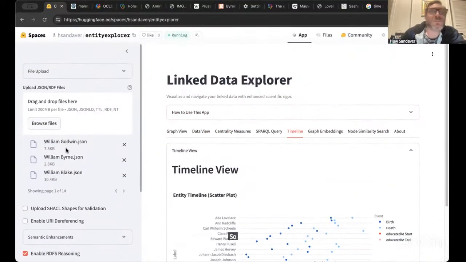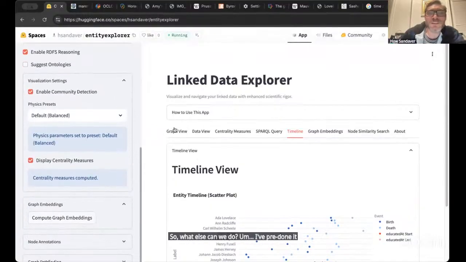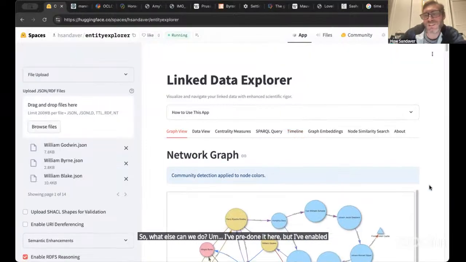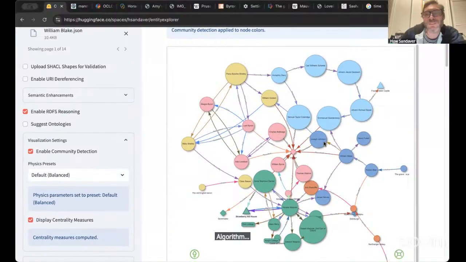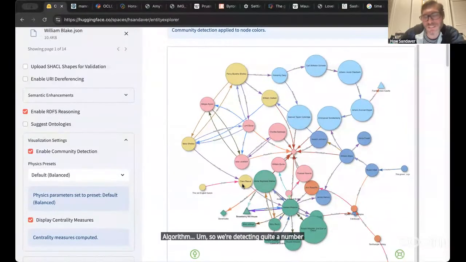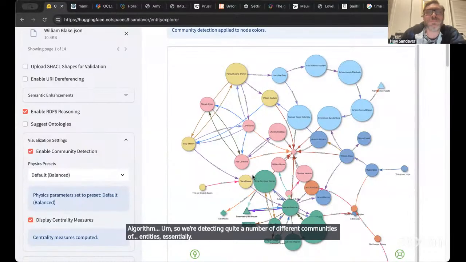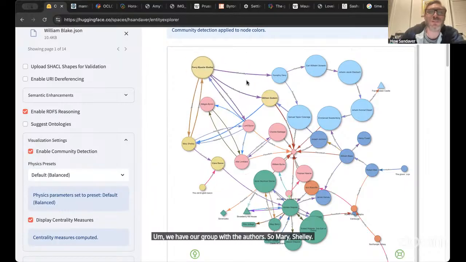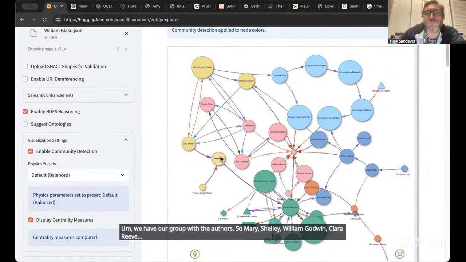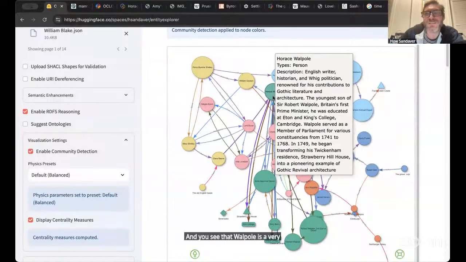So what else can we do? I've pre-done it here, but I've enabled the community detection using the Louvain algorithm. So we're detecting quite a number of different communities of entities, essentially. We have our group with the authors, so Mary Shelley, William Godwin, Clara Reeve. We have the Walpole group, and you see that Walpole is a very highly connected entity.